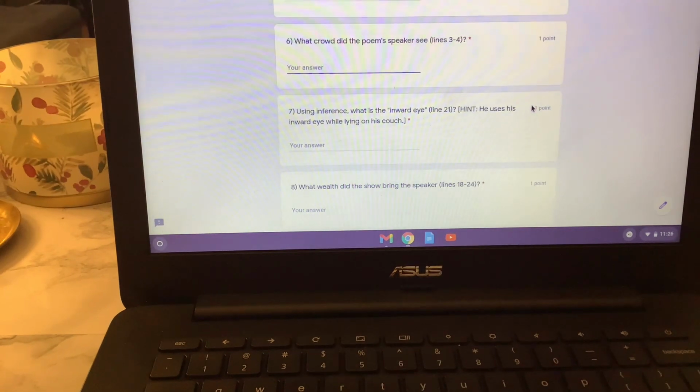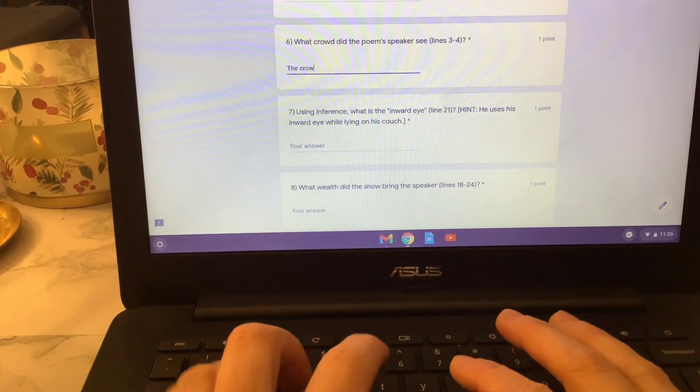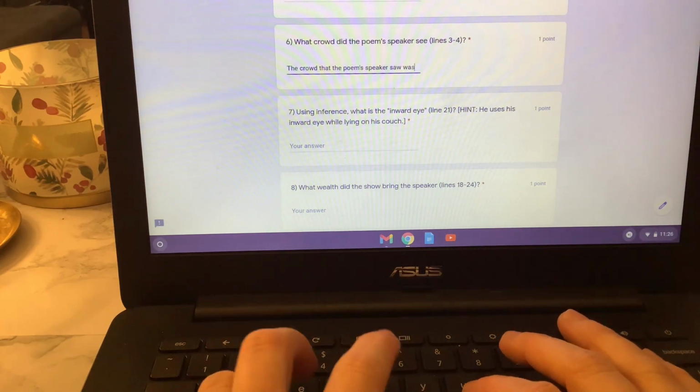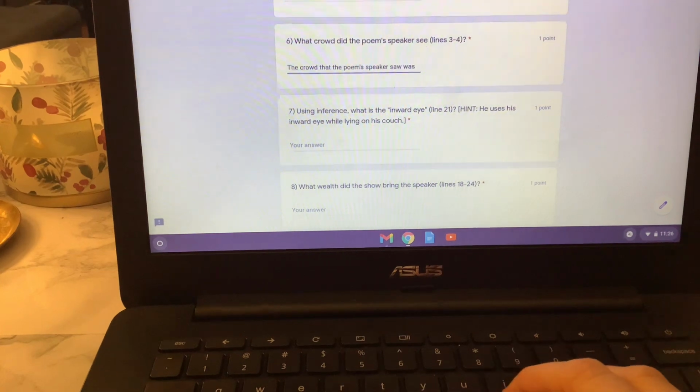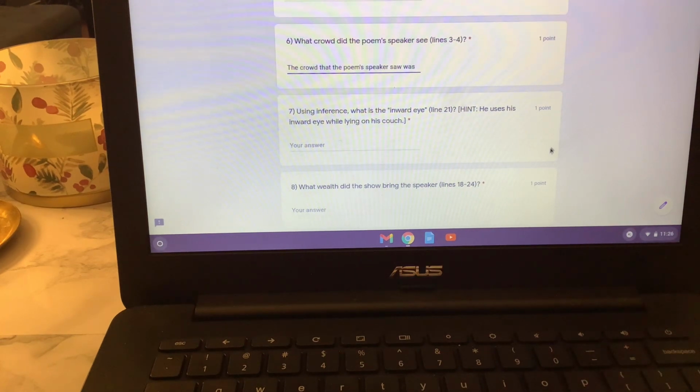Okay, so number 6 says, what crowd did the poem's speaker see? So we'd say the crowd that the poem's speaker saw was, and I'm referring you to lines 3 through 4, which read, when all at once I saw a crowd, a host of golden daffodils. So what would be the crowd here? Go ahead and finish this answer.